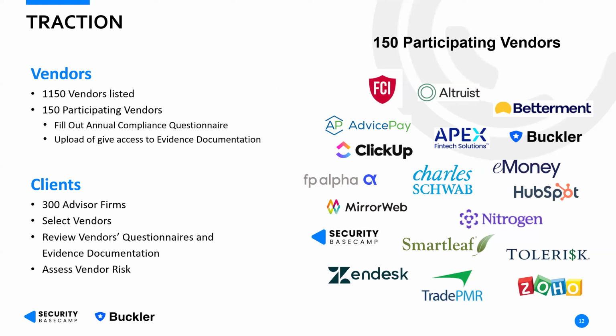Yeah, and I'd like to say, as a vCISO or a fractional CISO, and as a firm that does vendor risk assessments, it's beautiful to see these logos: Apex, Betterment, eMoney, Schwab, FP Alpha, the others. These are vendors that many, if not all of us, many of us want to do vendor risk assessments on, real quick.